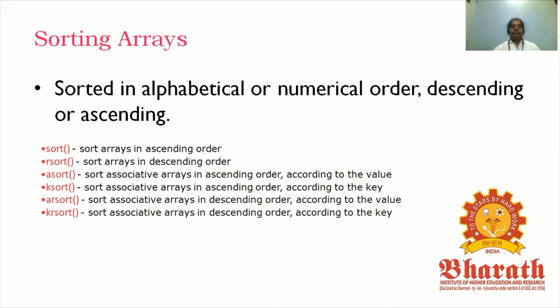So a means value, k means key, and r means reverse. asort sorts associative arrays in ascending order according to the value. Similarly, the ksort function sorts an associative array in ascending order according to the key. Next we have arsort, which sorts an associative array in descending order according to the value. Then krsort sorts an associative array in descending order according to the key.